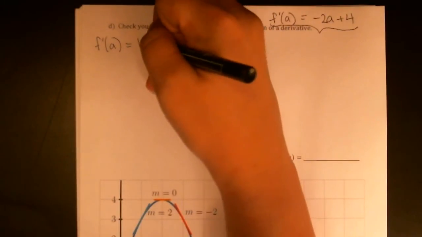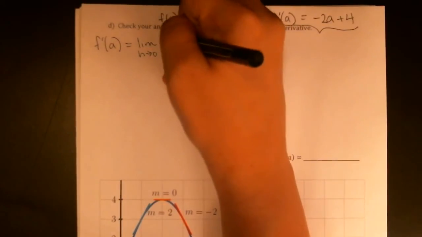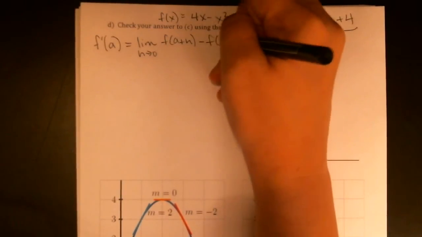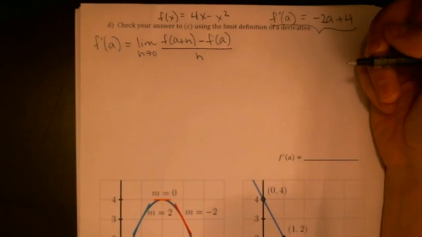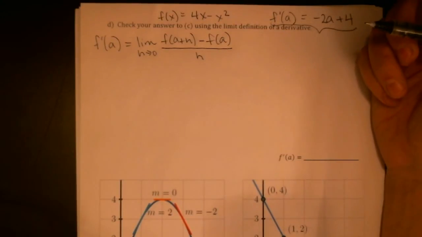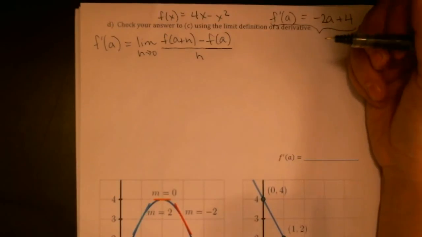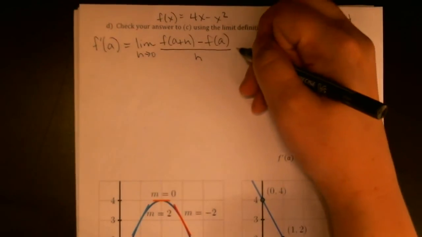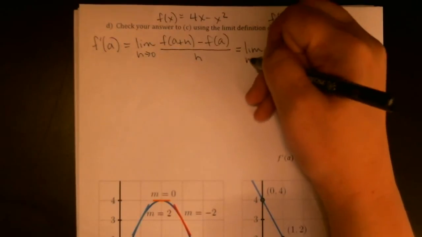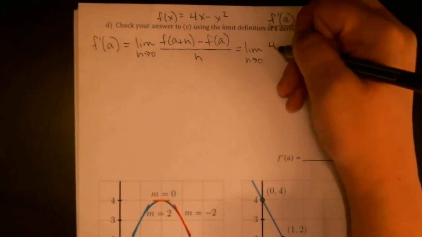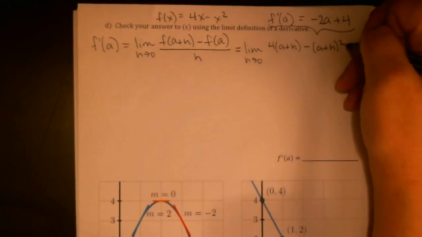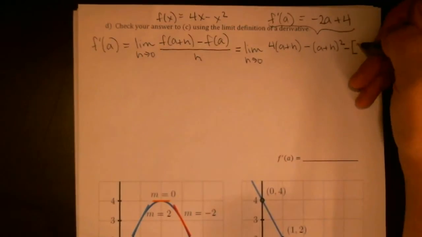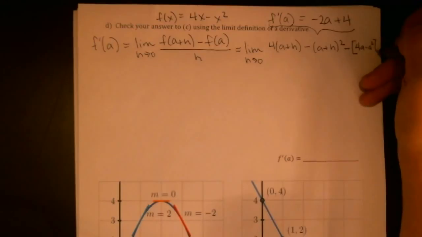for f prime of a, we already know how to get that. We take the limit as h approaches 0 of f of a plus h minus f of a all over h. And the way to make it a formula instead of just giving one slope is just to leave the a in there. Don't be specific about which x value, leave that as a variable and choose the a after the fact. So in this case, we're going to get the limit as h approaches 0 of 4 times a plus h minus a plus h squared minus f of a, which is 4a minus a squared.